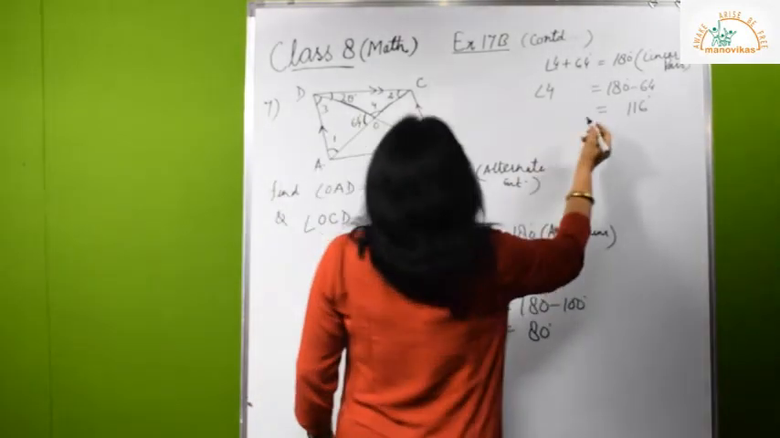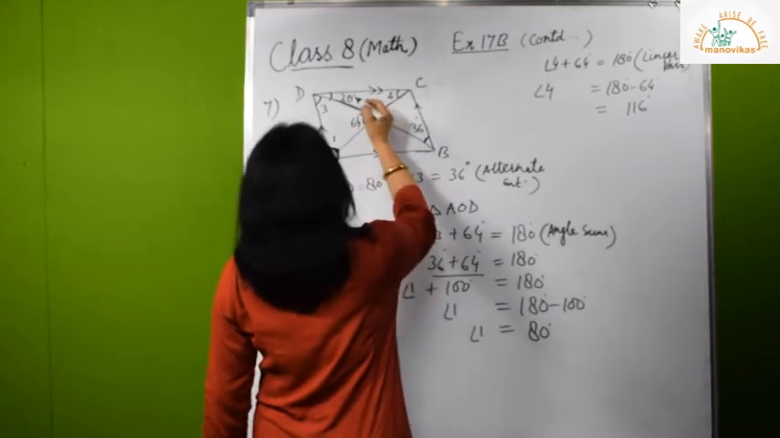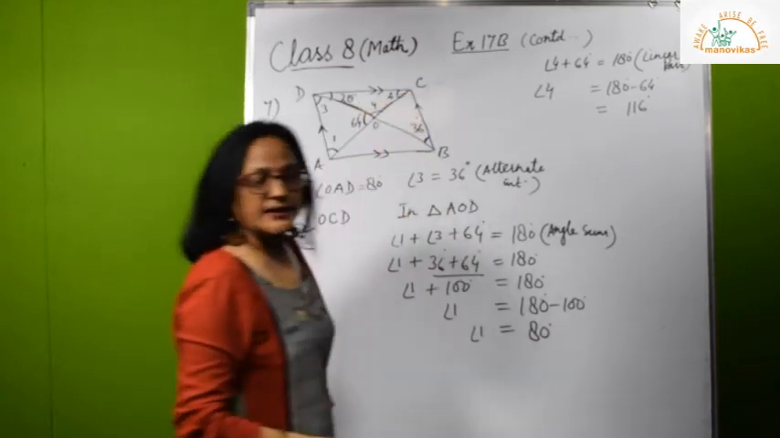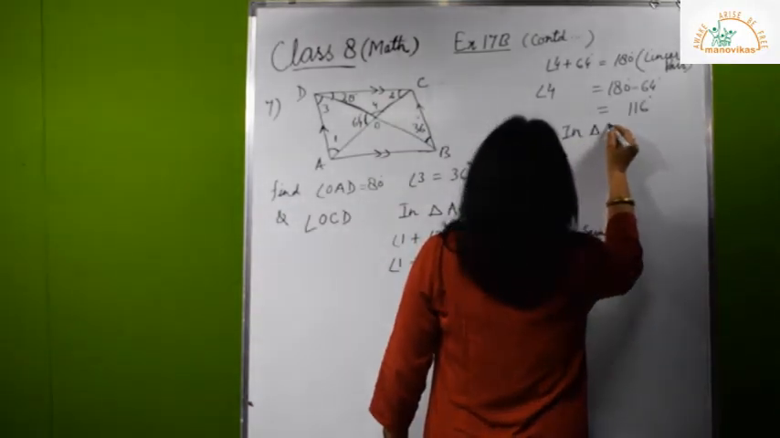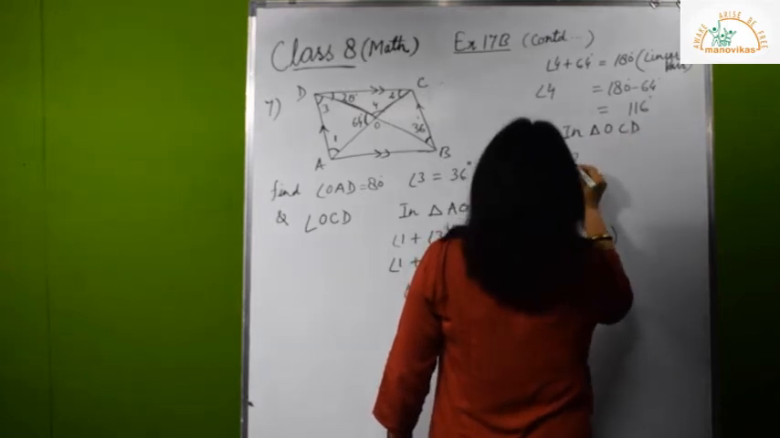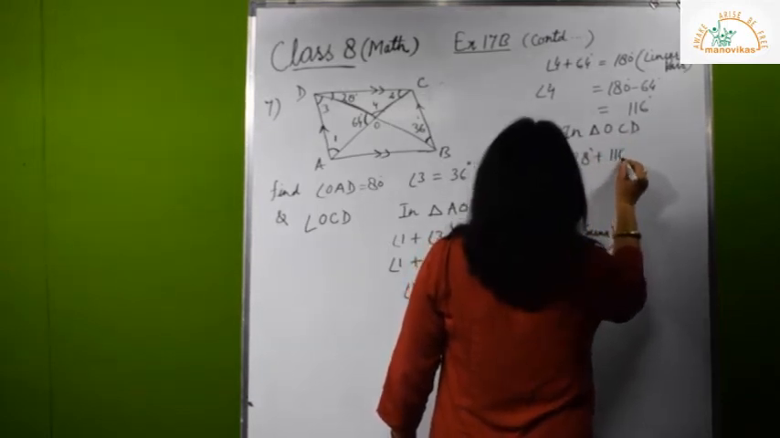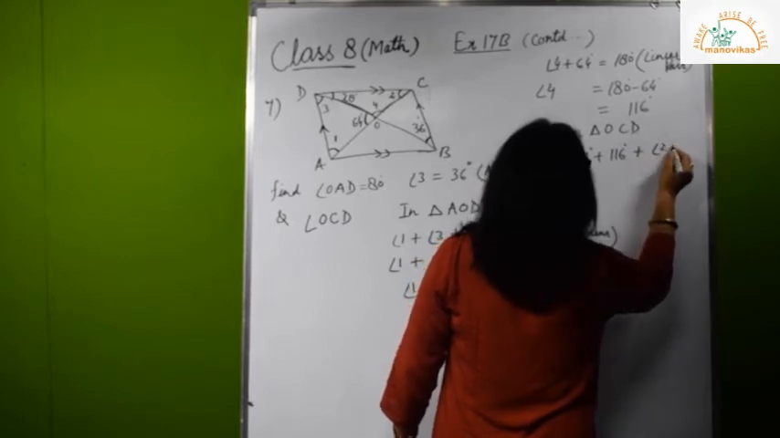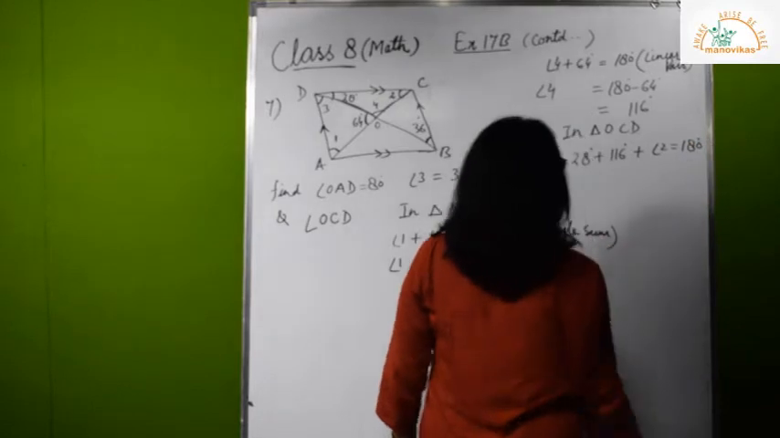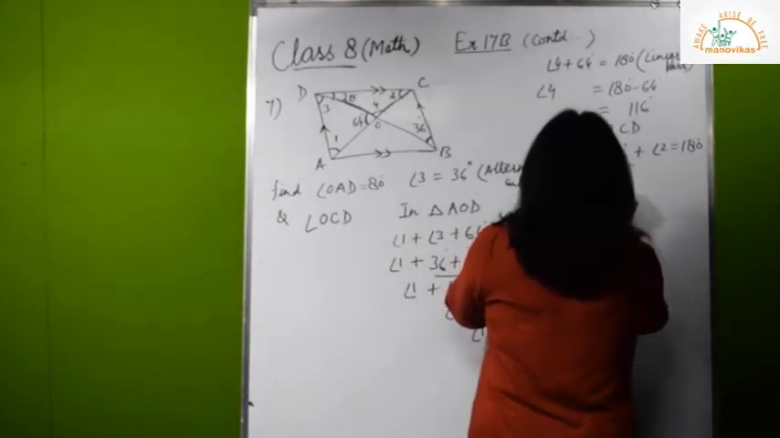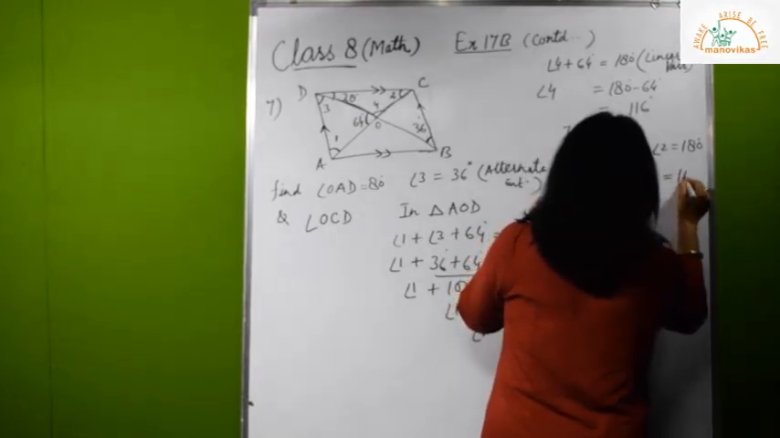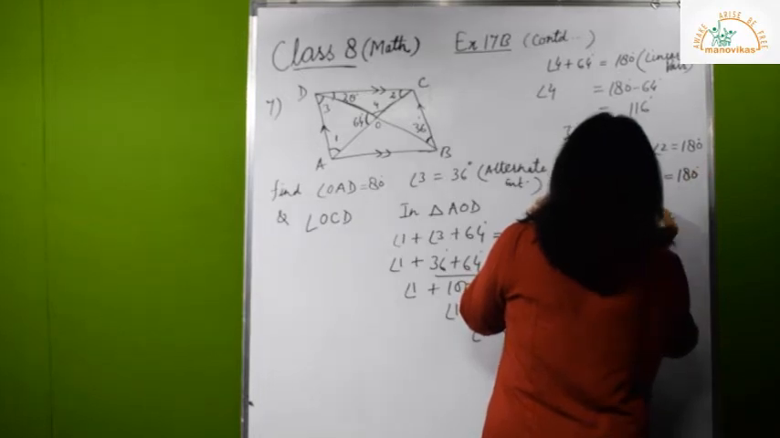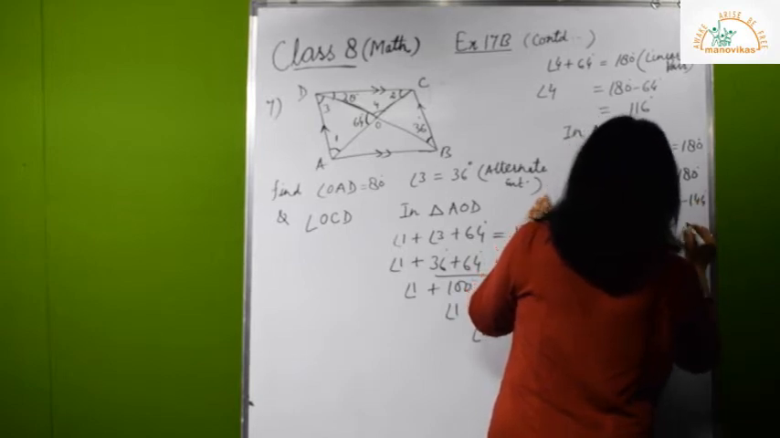Okay. Now angle 4 is 116 and this is 28. Angle 2 is to find. Now you take angle sum property. So in triangle OCD, 28 plus 116 plus angle 2 is equal to 180 degree. 144 plus angle 2 is equal to 180 degree. So angle 2 is equal to 180 minus 144.